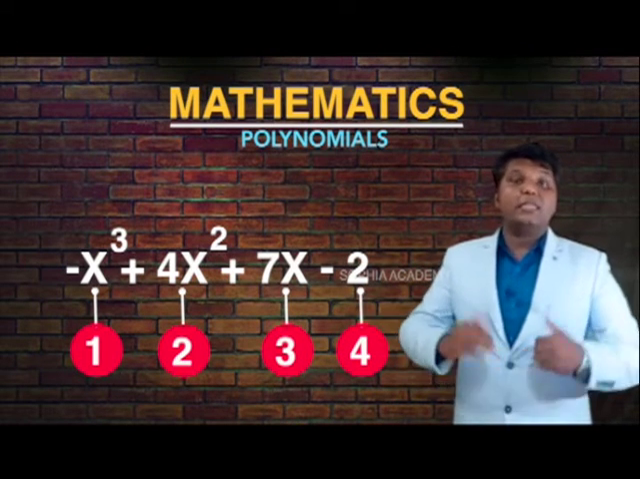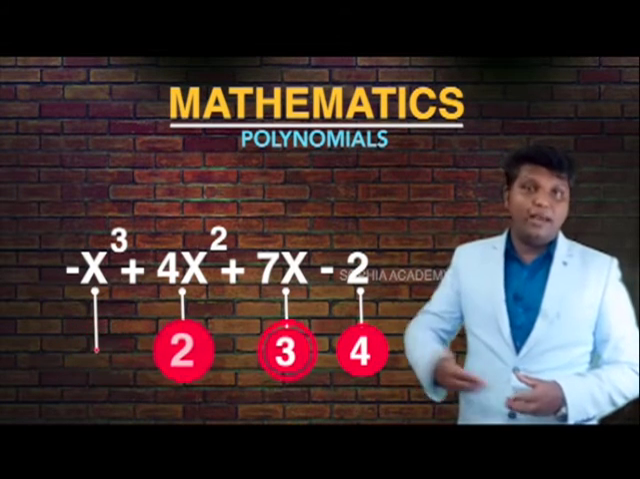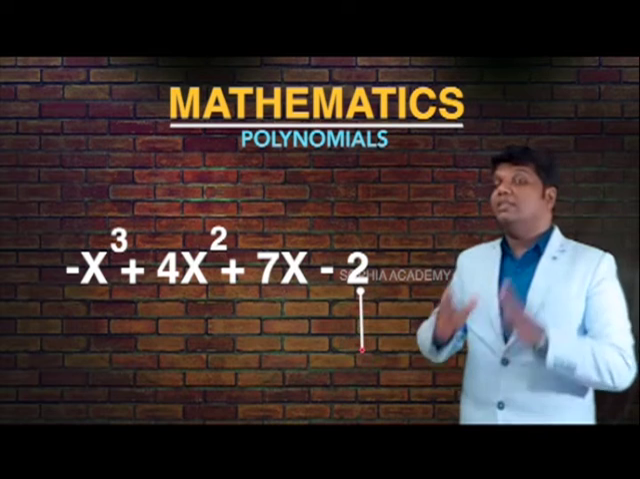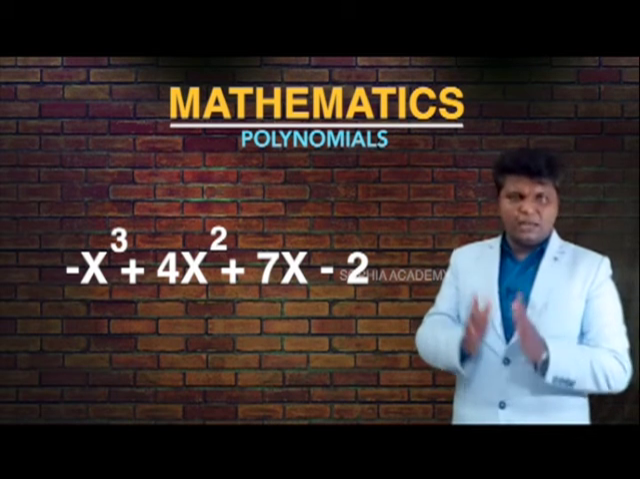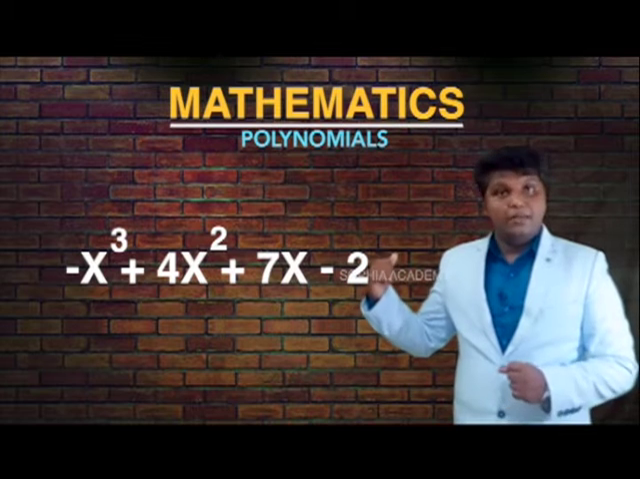In the first term you can see it is a cube of a variable, minus x cube. Second one is a square. Third one is simple x, and fourth one is just a constant term. It's just a constant number. That's it, a constant term. So how many terms are there here? There are 4 terms.